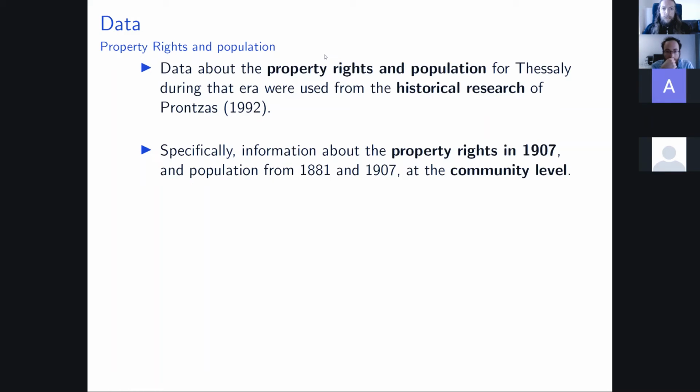So as you can probably tell, this is primarily empirical research, so it's heavily dependent on data. And we do have data about the property rights and population during that era. We have it from historical archives, from projects. We have information about the property rights in 1907 and population in 1881 and 1907 at the community level. So we have the smallest level of aggregation, communities, which form municipalities, which then form counties. And I will show you a bit how this looks.